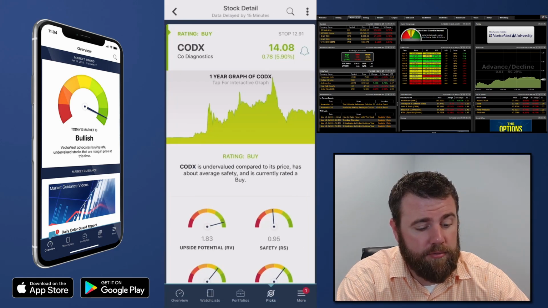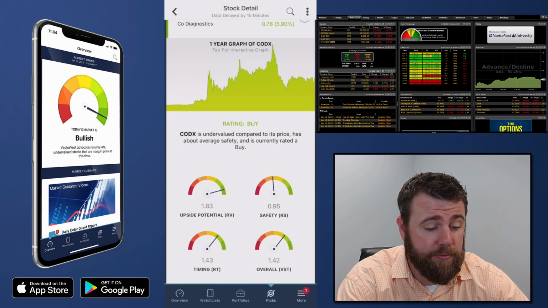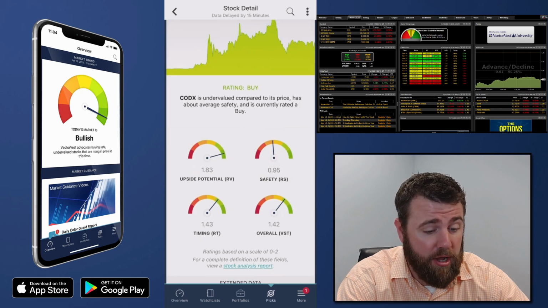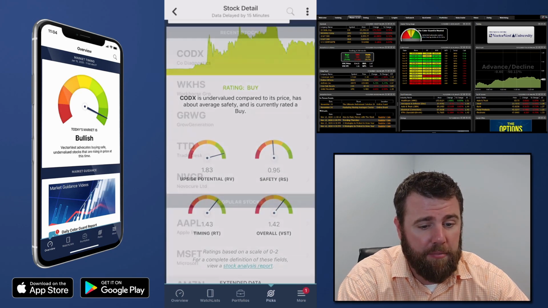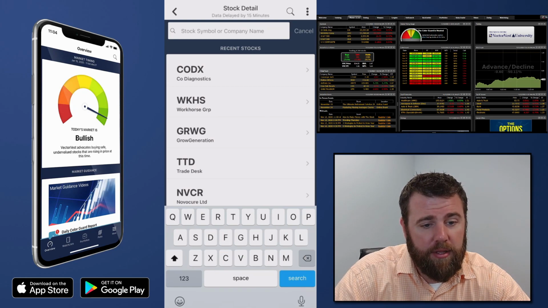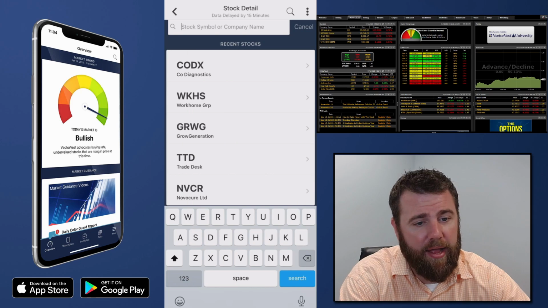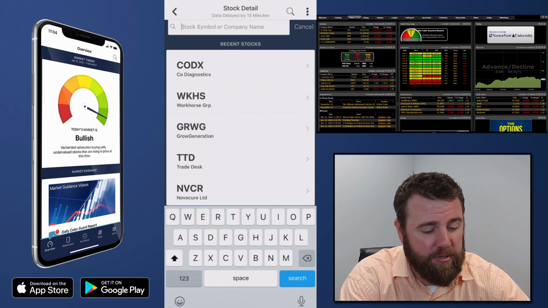CODX. CODX, great long-term potential, but does have a little bit more risk associated with it. You're in a really strong uptrend, so yeah, stock's still favorable right now. All right, let's see. NIO. Yeah, a lot of people have been requesting NIO. So we'll take a look.